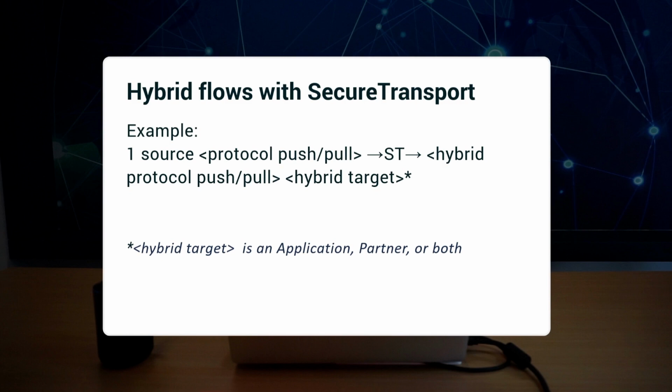Our main feature this month is hybrid flows with SecureTransport. Flow Manager supports flows based on patterns containing a SecureTransport relay and varied sources or targets using different protocols. As you can see in this example, you can have one source that routes to a SecureTransport relay and then via a hybrid protocol routes to a hybrid target. The hybrid target can be any application, a partner, or both. This functionality has some limitations, so make sure you check the release notes for details about this.